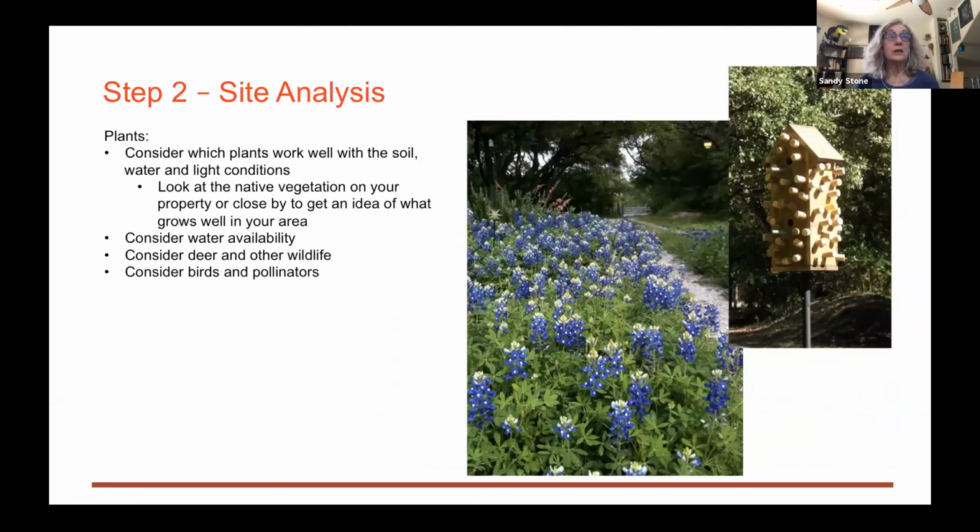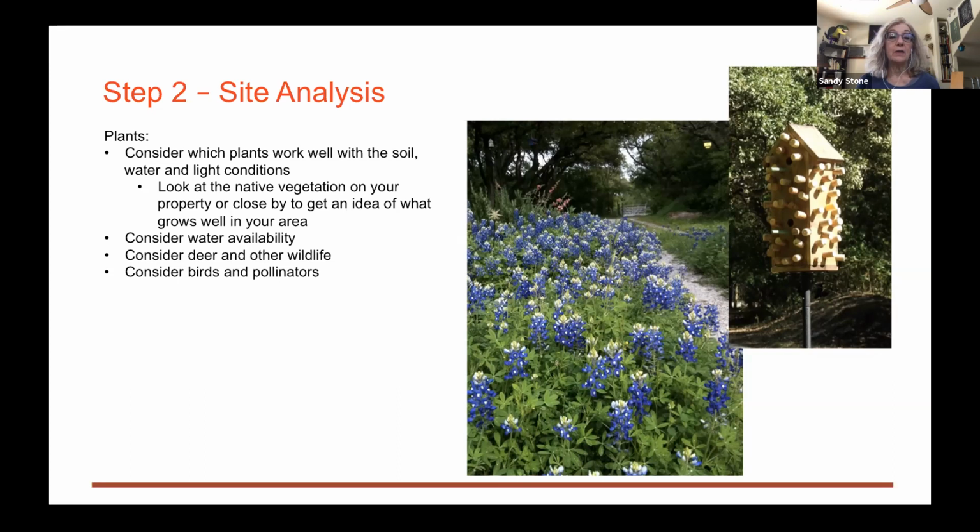So during the site analysis, you need to look at the plantings that you have in your area and consider which plants work well with the soil and water and light conditions, and look at the native vegetation in your area or close by to get an idea of what grows well. Here, of course, I had the native live oaks, cedar elms, ash juniper, Texas persimmon, possum haw. All of those things were growing here when I came to the site, so it was a foregone conclusion that all of those would stay.